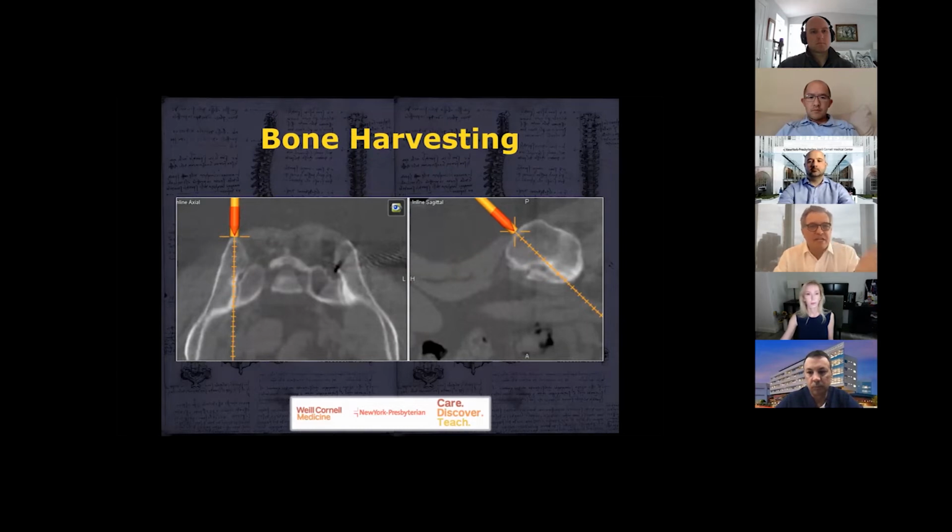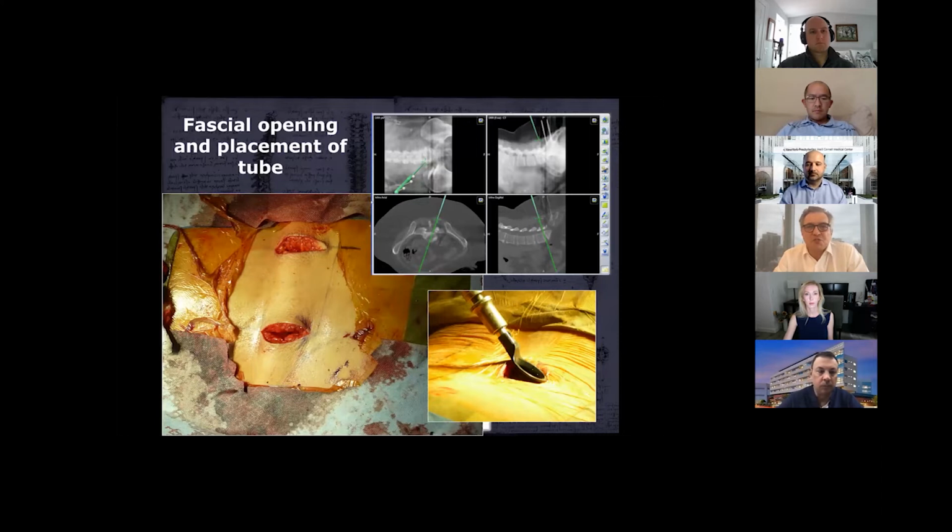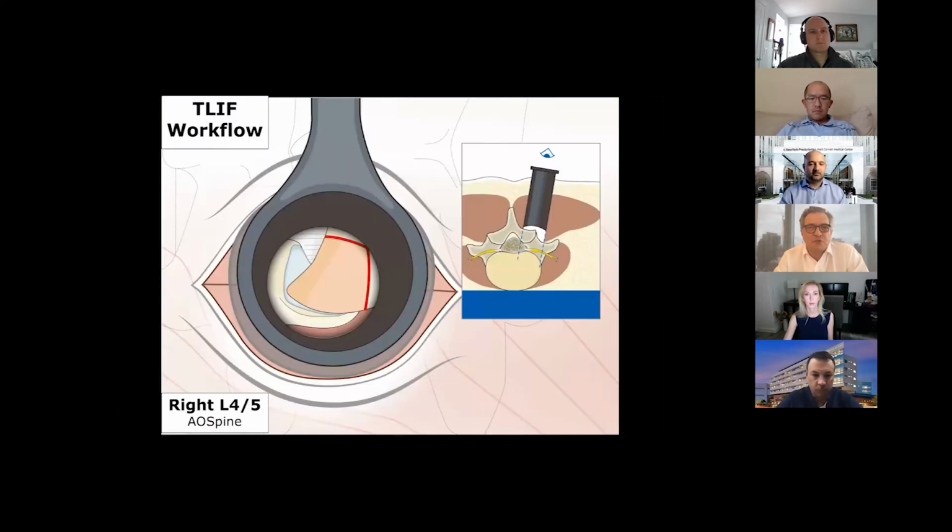And then we use navigation for everything else. There's no need now to stop using navigation and bring in your fluoroscopy. So we use navigation for the bone graft. I like to use autograft as much as possible. So now we've put in our screws, and now we place the tubular retractor.